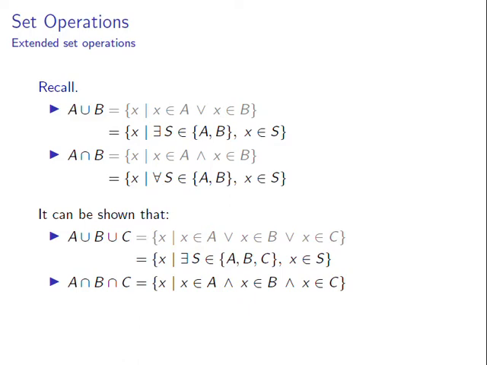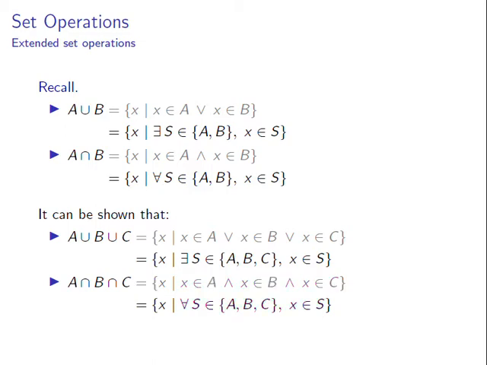Similarly, the intersection of three sets A, B, and C is equal to the set of all objects X which satisfy the condition X is an element of A and X is an element of B and X is an element of C. This is equivalent to the condition that for any set S in the set consisting of A, B, and C, X is an element of S.